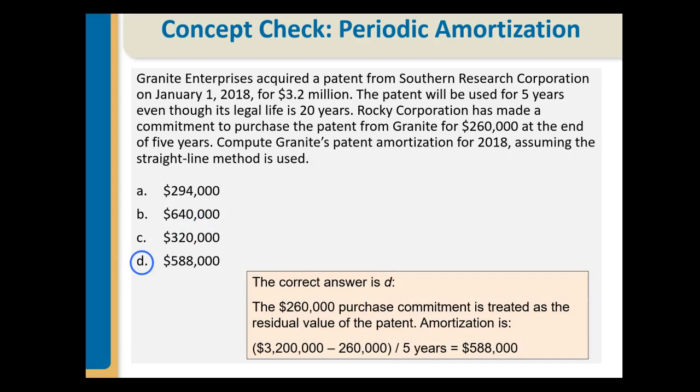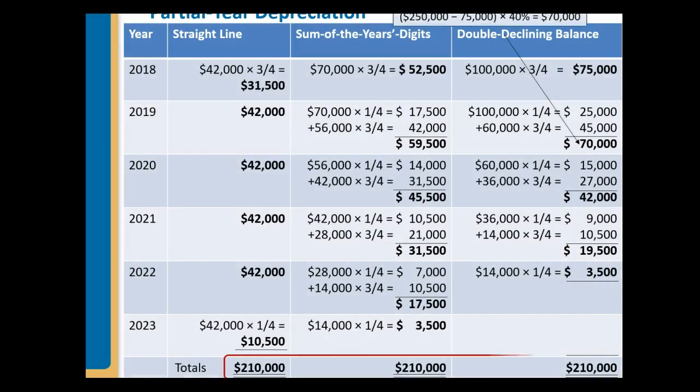So you see the $260,000 purchase commitment is treated as the residual value. So the $3.2 million minus the residual value of $260,000 divided by 5 years would provide amortization of $588,000 each year. Note that 2018 depreciation is 3/4 of the full year's depreciation for the first year of the asset's life.